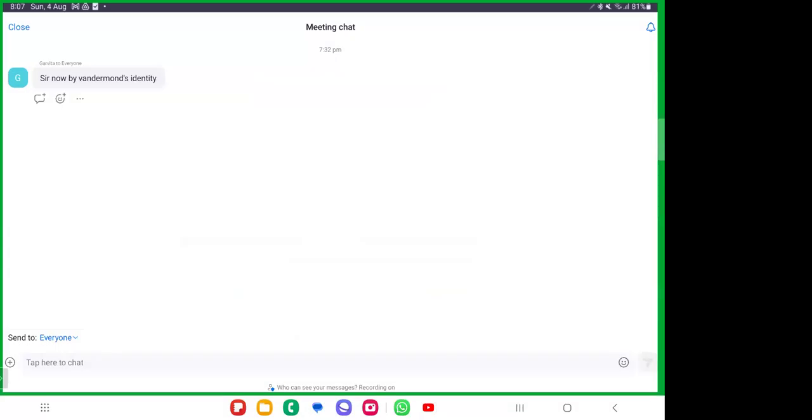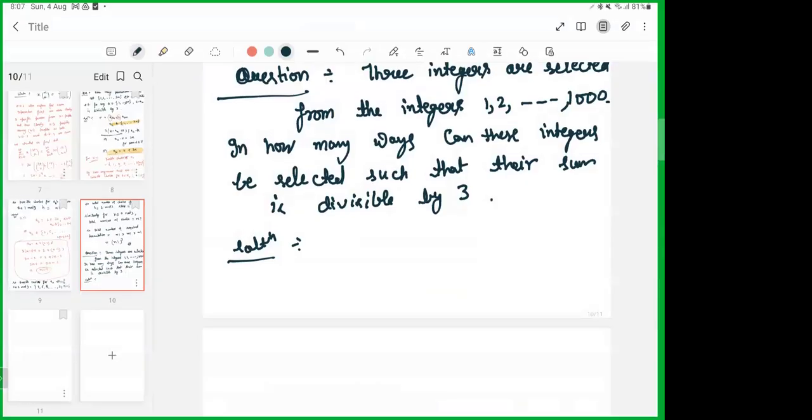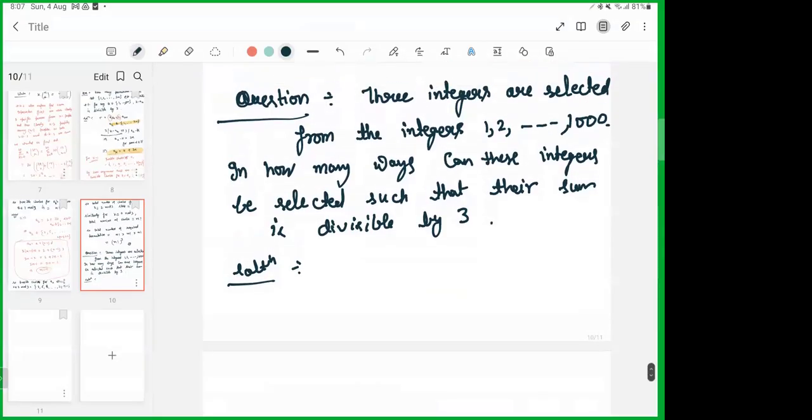Now, by modulo, identify the numbers. Okay, fine. This is the problem. Anyone? Any idea? When will the sum of three numbers be divisible by 3? Let's start with this. Three positive integers whose sum is divisible by 3.